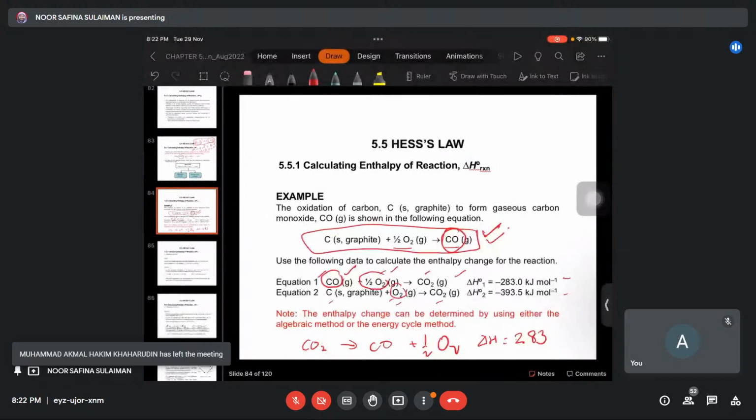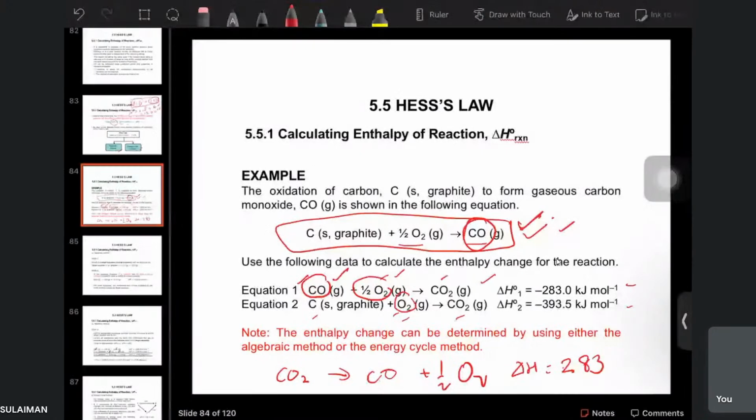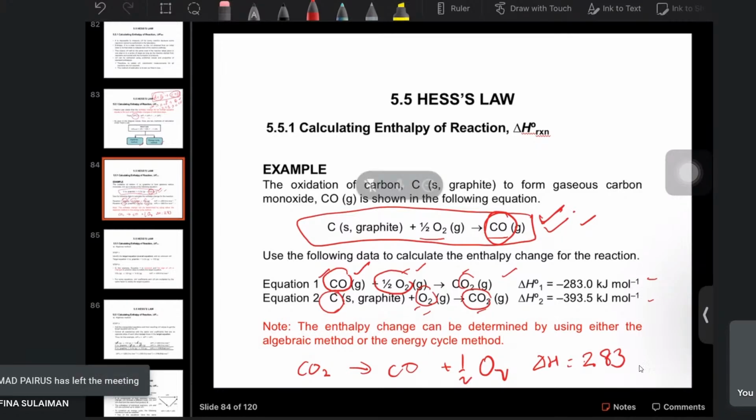Okay, thank you. Alright, so okay, equation number 2. Okay, equation number 2 pula. Apa yang you perlu ubah equation number 2 untuk you dapat you target equation C plus half O2 form CO? Kita ada C. Okay, kita ada C. CO2 kita tak perlu sebab tak ada dalam equation kita. So kita just focus on carbon. Carbon ni mesti berada di sebelah kiri of the equation. Itu sebagai reactant. So you perlu tambah apa-apa tak? Tak perlu, you just remain. Okay, iaitu C plus O2 produce CO2. Okay, so the delta H akan samalah, iaitu negative 393.5.